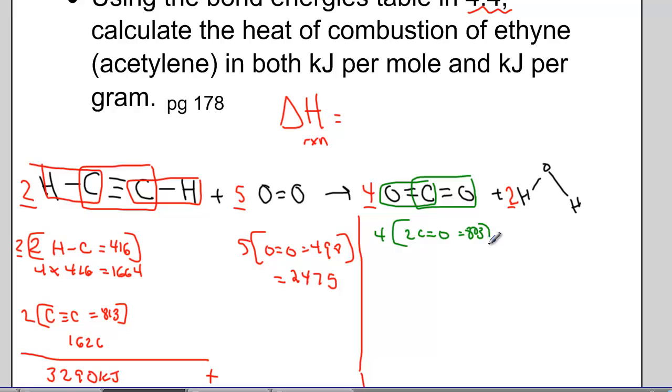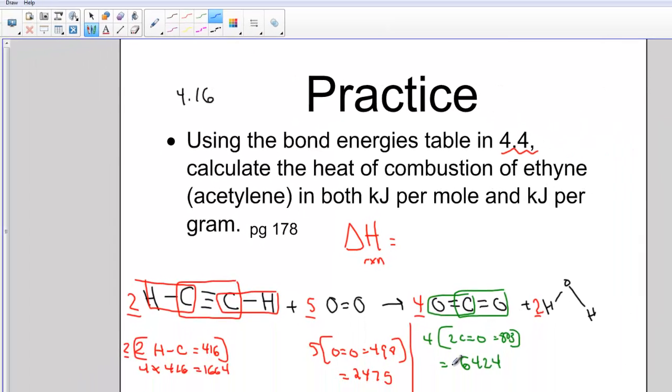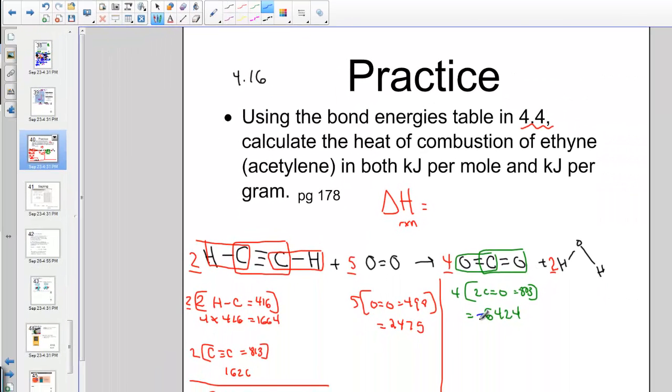So what will I need to multiply here? 4 units, but 2 of them in each unit, so that's 8. 8 times 803 is 6424. Remember now, we are forming bonds, and so I just wanted to note that these are going to be negative signs. Positive when we break them, negative when we form them.